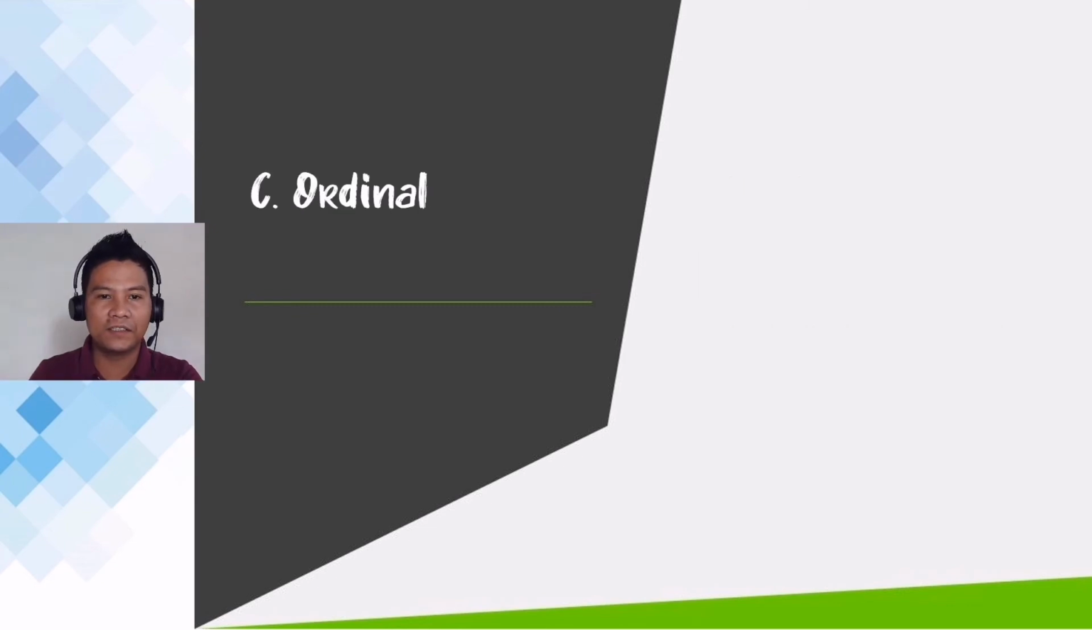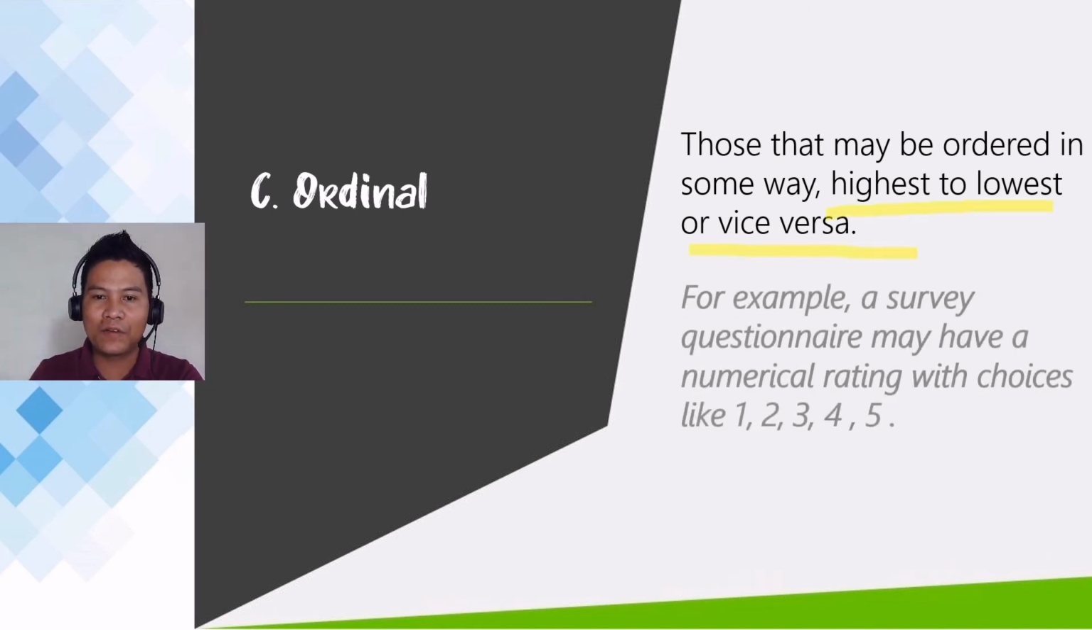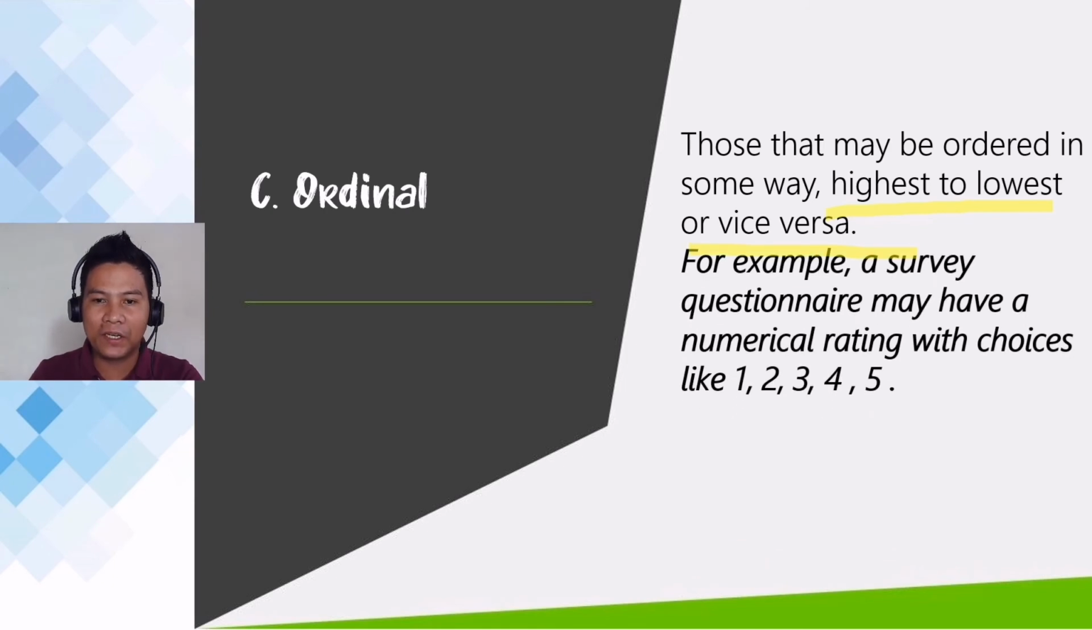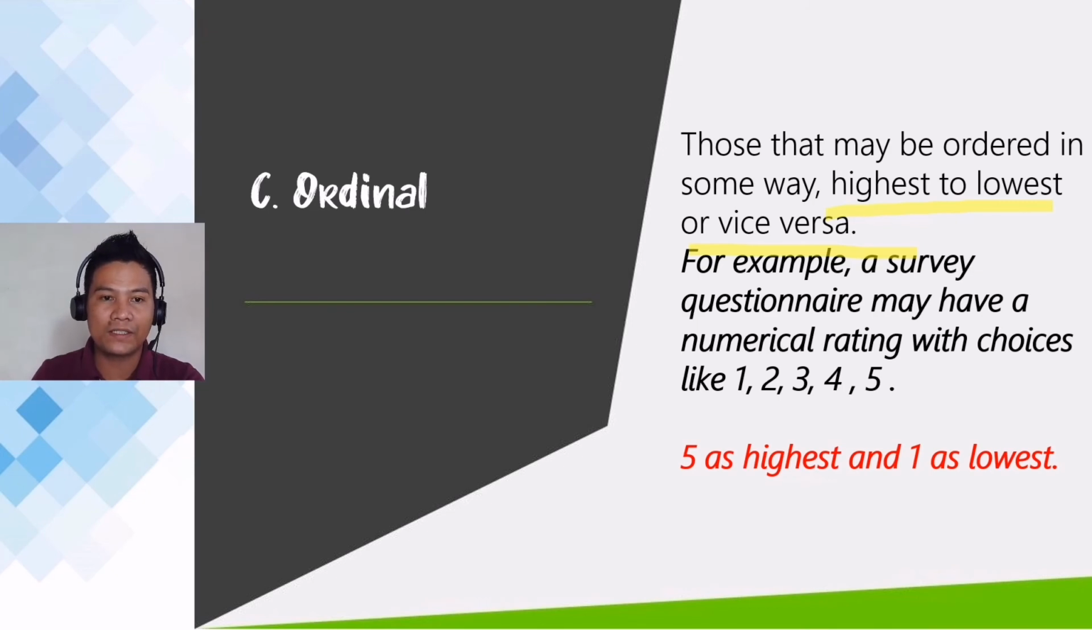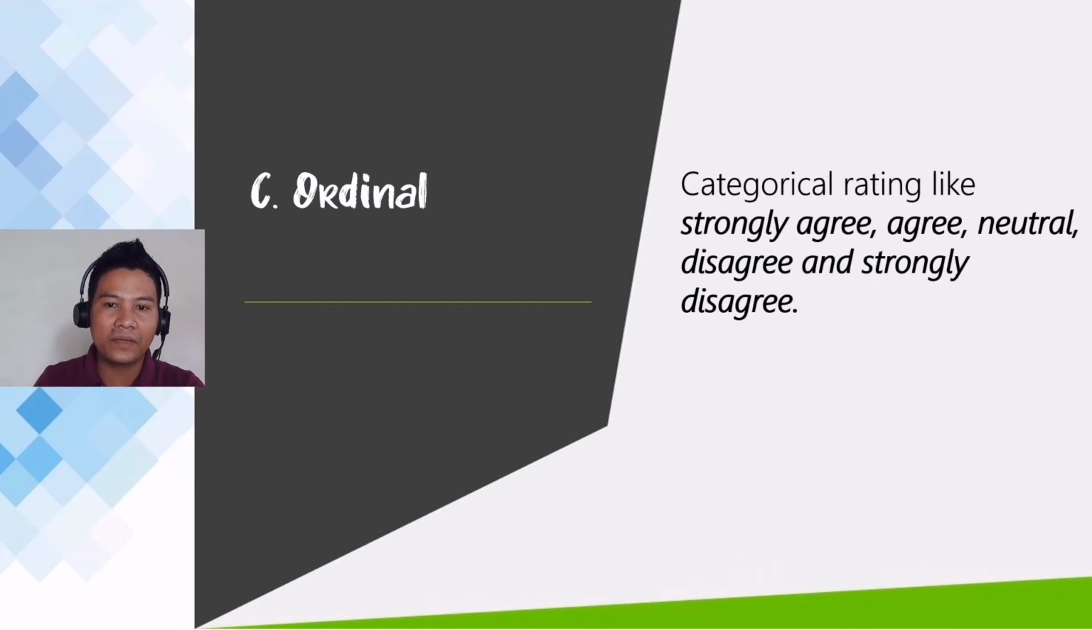Next, we have ordinal, those that may be ordered in some way from highest to lowest or vice versa. For example, a survey questionnaire may have a numerical rating with choices like 1, 2, 3, 4, and 5, with 5 as highest and 1 as lowest. Categorical ratings like strongly agree, agree, neutral, disagree, and strongly disagree are under ordinal.